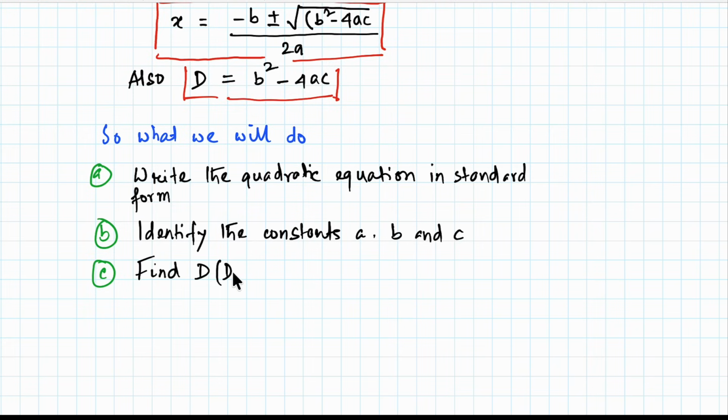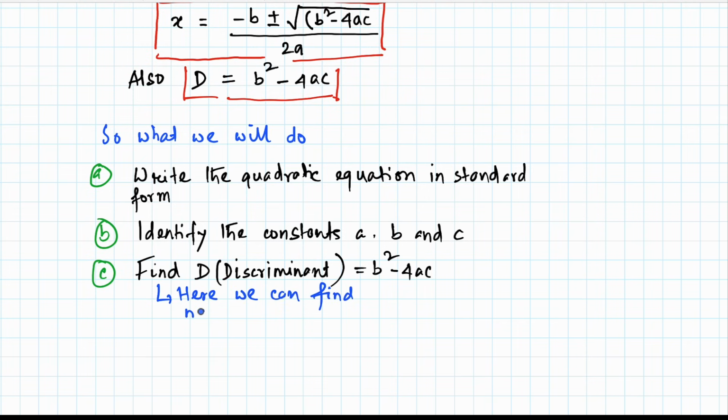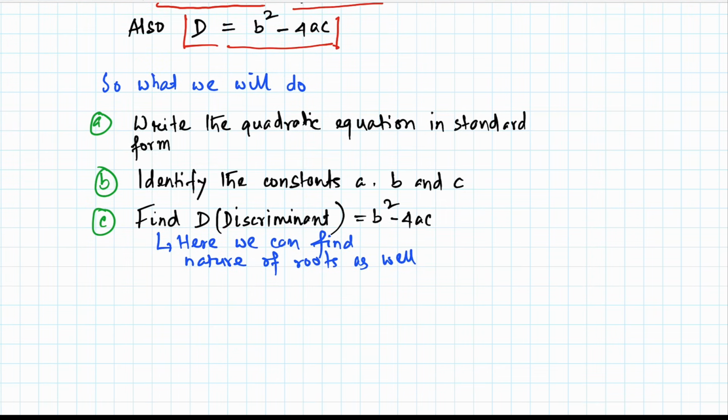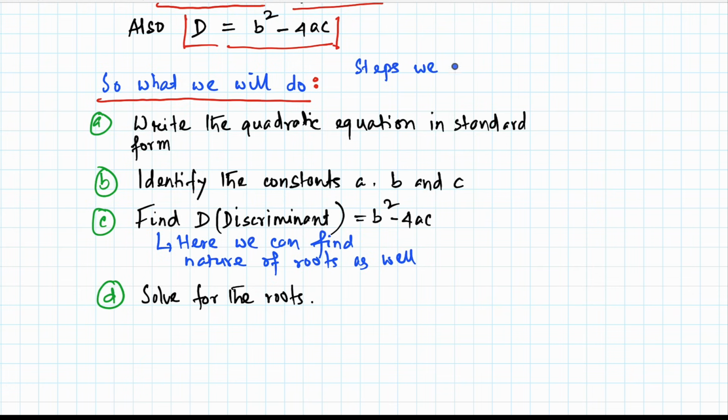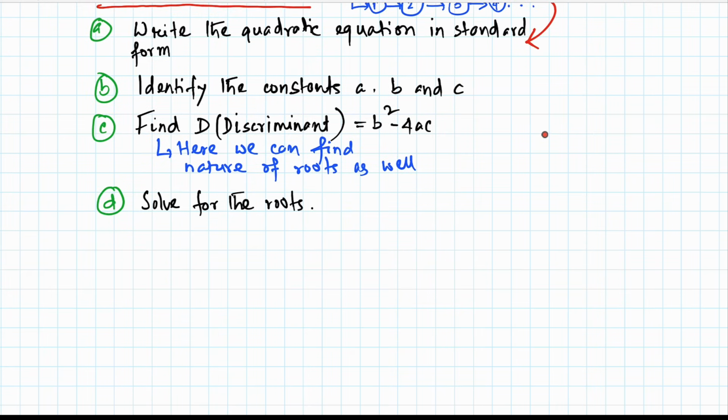In some cases students directly put in all the values and find the roots, but I would say first find the discriminant, because the advantage is that you will easily determine the nature of the roots. Sometimes the nature of the roots is imaginary, then we will stop there and not proceed further. So that also helps to find the nature of the roots. In any case, you have to find D. Once you find D, you put in the value, then solve for the roots. So these are the steps we will follow.